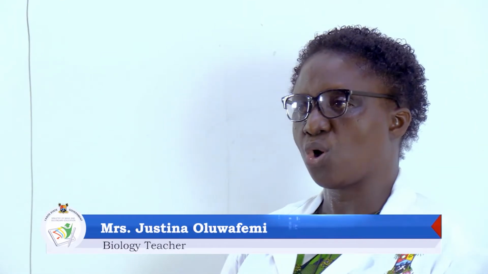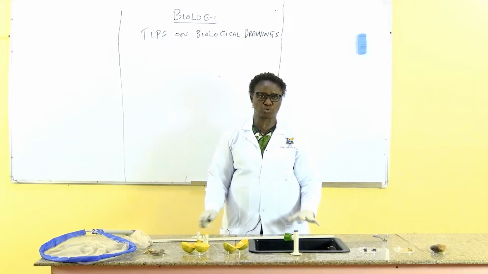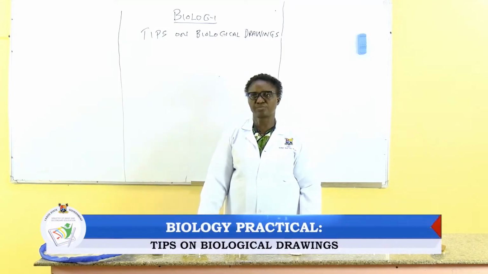The learning outcomes come under 3 modules. The first one has to do with the components of biology and the way it is graded. The second one is the skills required for biology drawing. And the third one is expectations from the examination body. So we'll be taking questions.